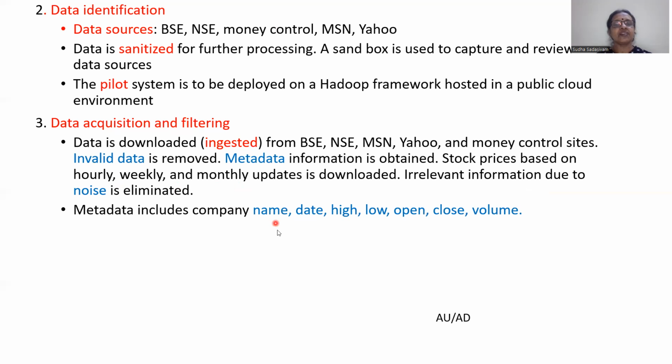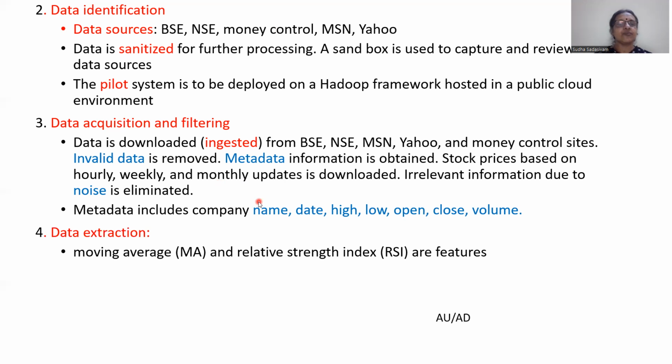obtained. Then the metadata, depending upon the name of the company, the date of the sale, what is the high price and low price of the stock, what is the opening and closing price of the stock, and how much volume of the stock has been sold during the date. This is the metadata that is extracted for monthly purchase.